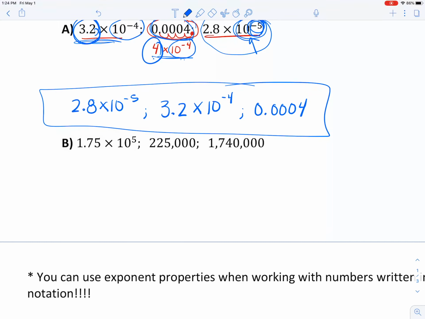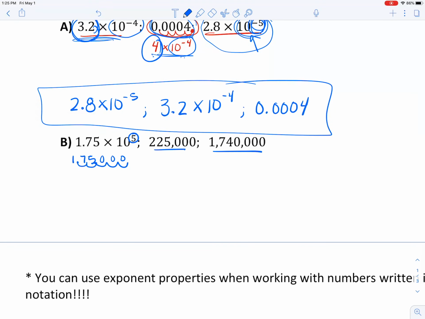Now there is another way that we could do this, and that would be to change them all into standard form. So I'm noticing that the second and the third numbers in letter B are already in standard form. Let's change the first number into standard form. So I need to move that decimal point 5 spaces to the right. 2, 3, 4, 5. Fill in with zeros. So that is really the number 175,000.